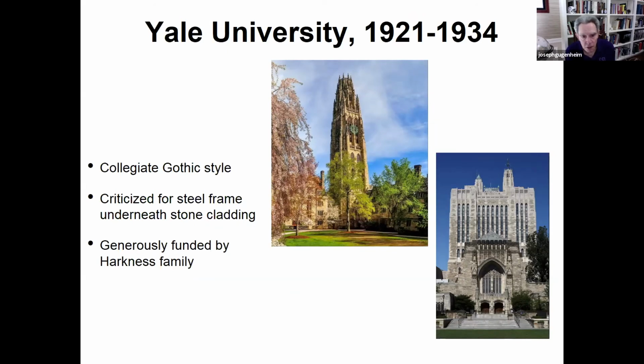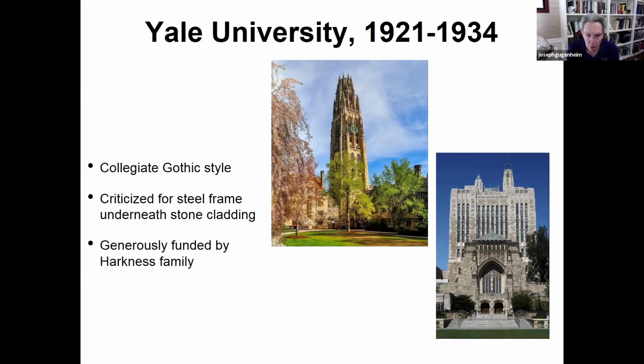Rogers designed many buildings for his alma mater at Yale between 1921 and 1934. The style was called Collegiate Gothic. It was criticized by many because it had stone cladding, which was actually just placed over a steel frame instead of being an entirely stone building.